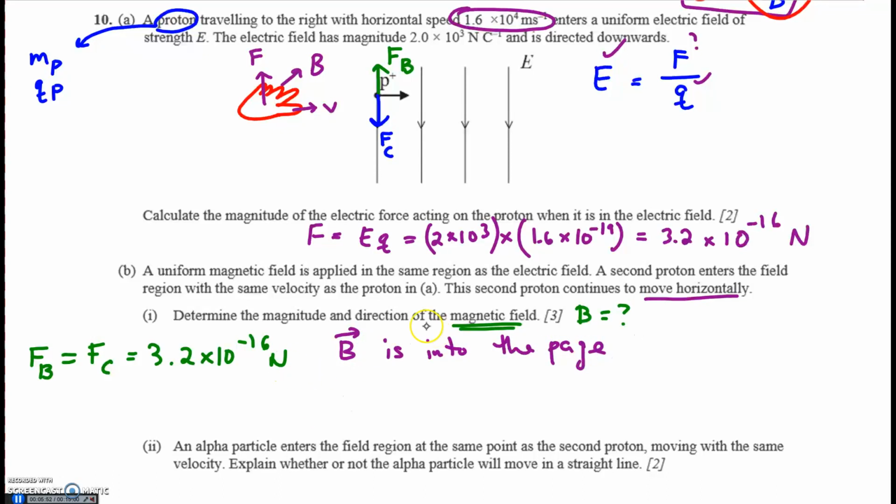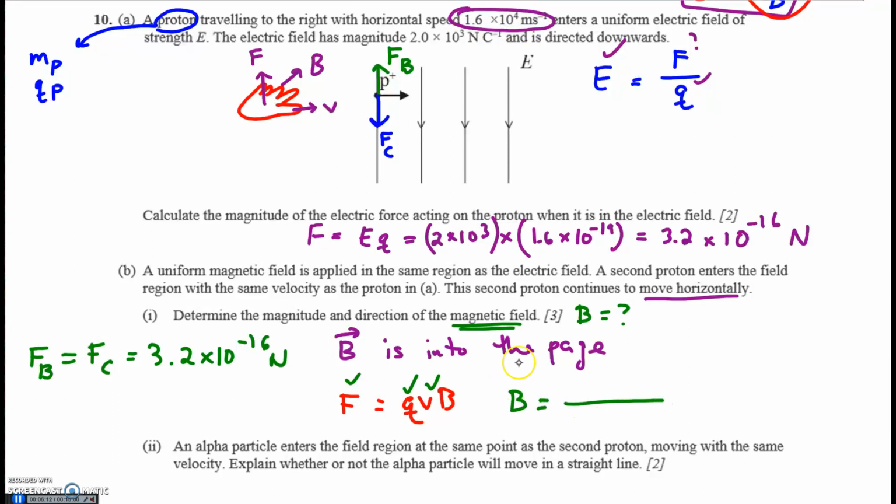All right, next I need the magnitude of B. Well, I know B shows up in this equation. Can I calculate the value here? Well, I do know force. I said it's the same as the Coulomb force. I know the charge of the proton, and I know its speed right there. So we plug in values, we solve.